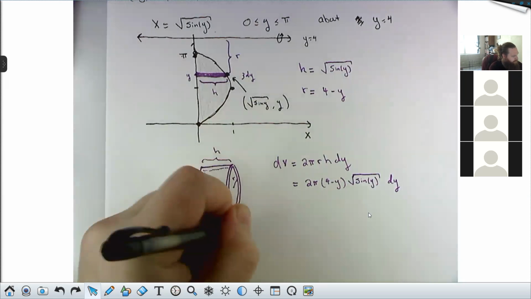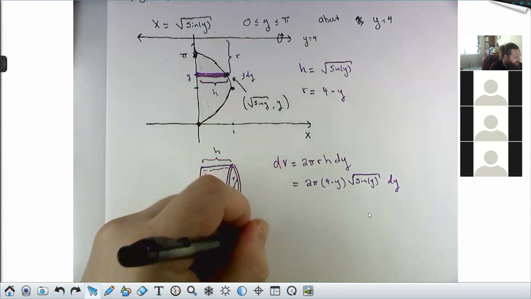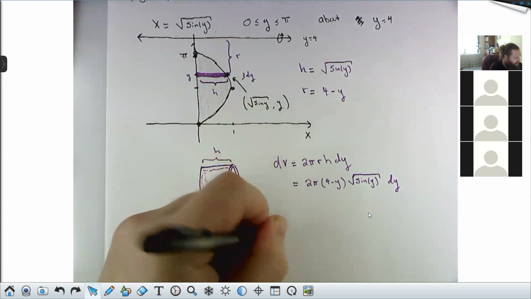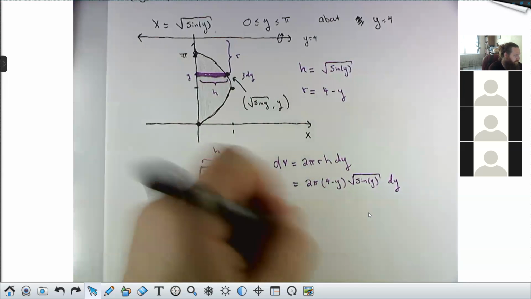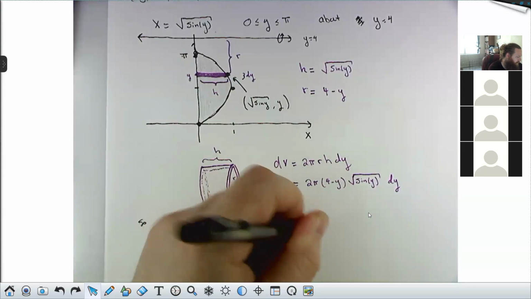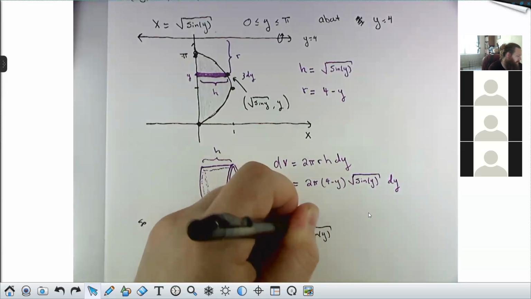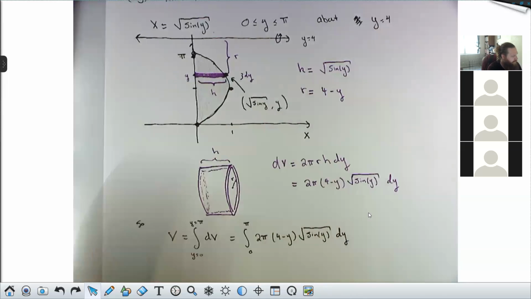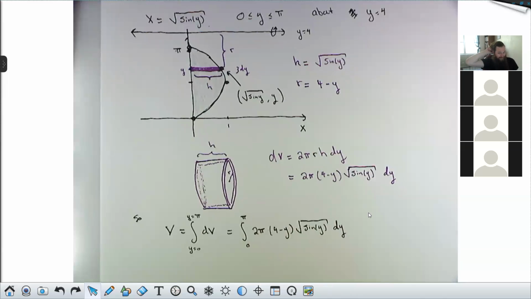So this is the integral from 0 to pi of 2 pi times (4 minus y) times the square root of the sine of y dy. And to tell the truth, I don't see how to do this integral right away. It's not an easy one. Integrating the square root of sine y on its own is going to be a tricky biscuit. I'll have to think about this.